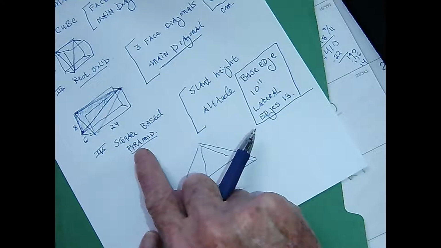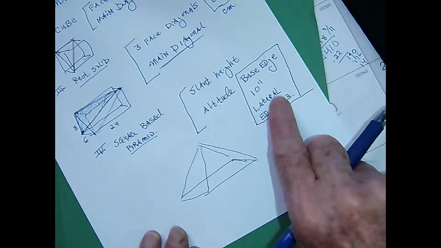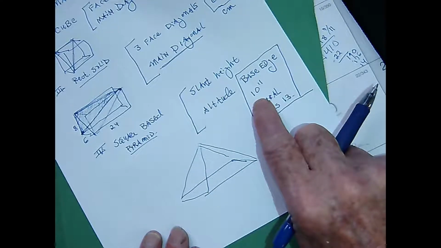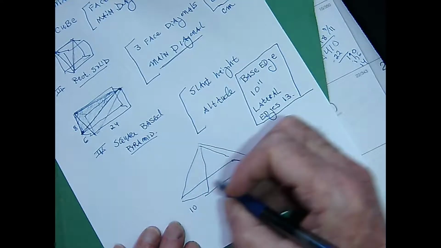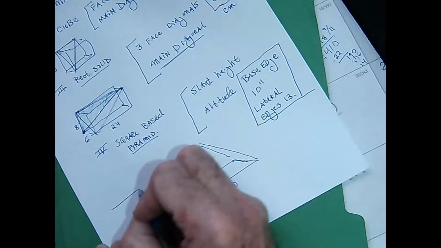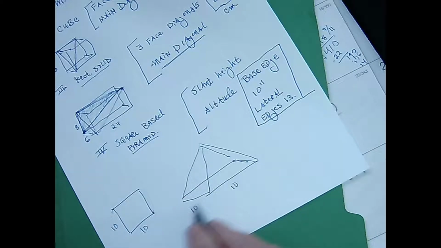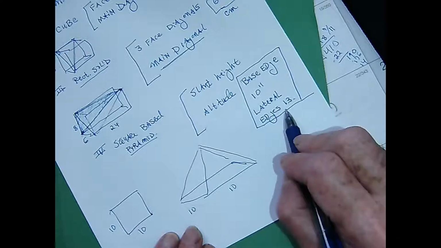I want you to do a square-based pyramid. And the last one we did where all the edges were the same. And I'm saying this time, let each base edge be 10. The base is a square, 10 by 10. You might want to draw that square on the side just so you can be thinking about things. This is 10 and this is 10. That's that base, but each lateral edge is 13.